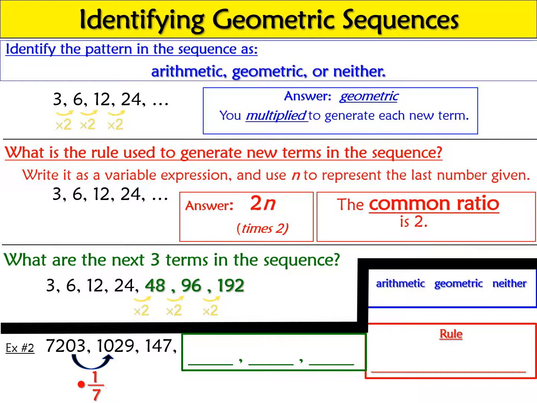So the rule that we're going to use to generate new terms in this sequence is we're going to take 1/7 and multiply it by n. So what are going to be the next 3 terms in the sequence? Remember, multiplying by 1/7 is really the same as dividing by 7. So 147 divided by 7 is 21. 21 divided by 7 is 3. And what's 3 divided by 7? It's just 3/7.